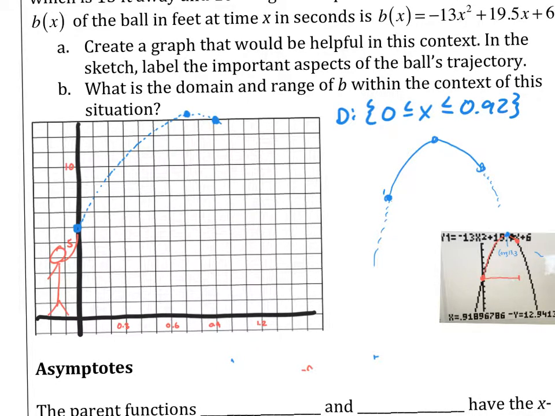All right, and the other one, the range. Notice here that it looks like 6 feet is the lowest that it gets, and the highest it gets is about 13.3 there. So 6 is less than or equal to y, which is less than or equal to 13.3, because that's its max there.